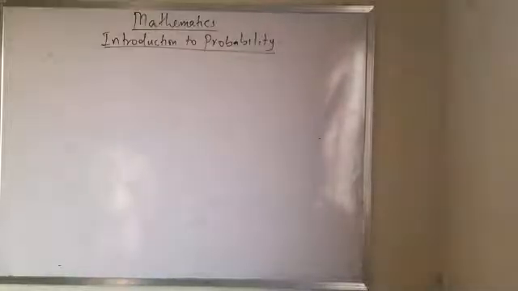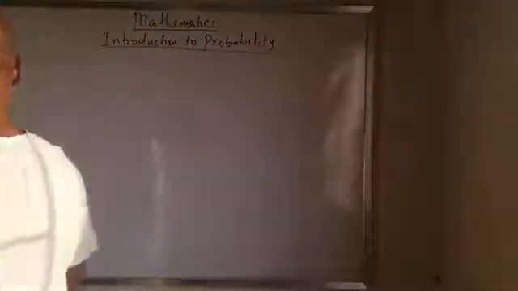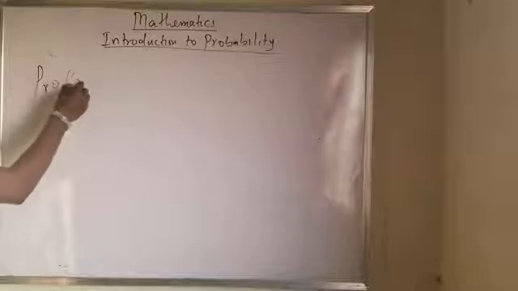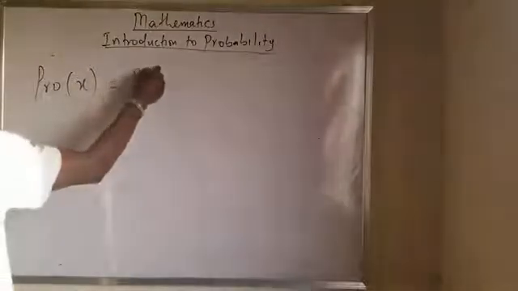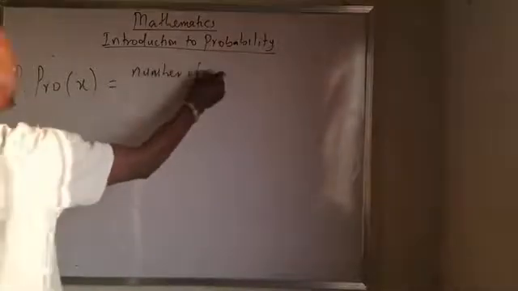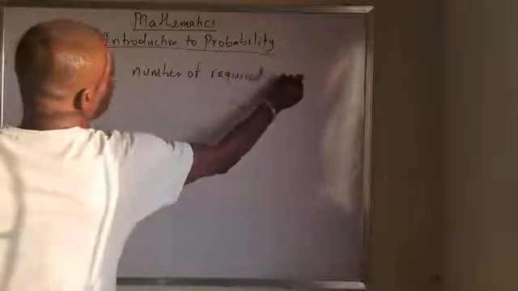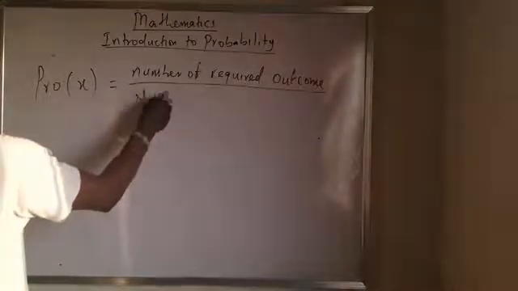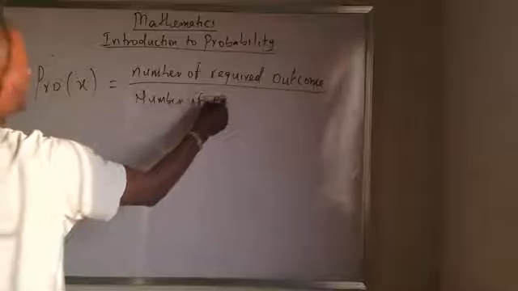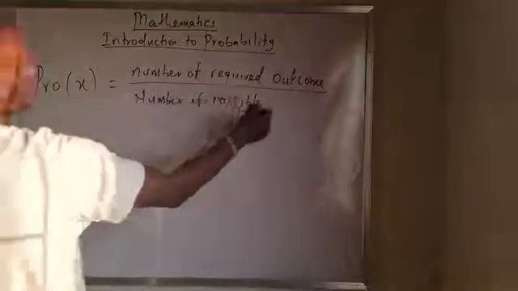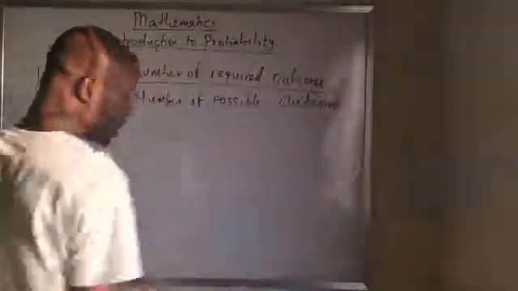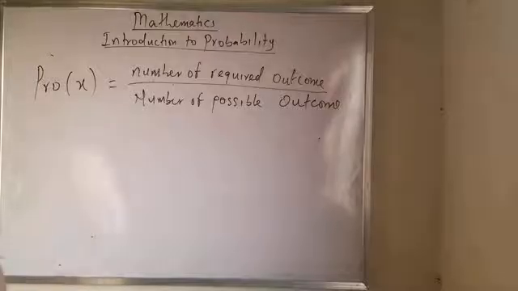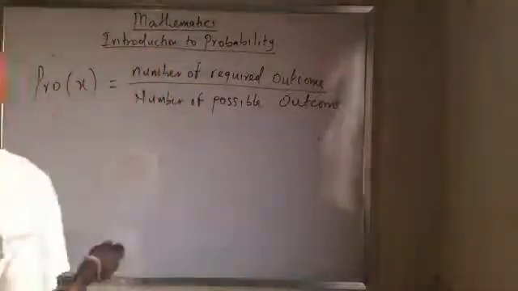When we talk about probability, we are talking about the possible outcome. Let me explain something to you. It is always like this: probability of x equals number of required outcome divided by number of possible outcome. In another way, possible outcome all over total outcome, which is very simple.